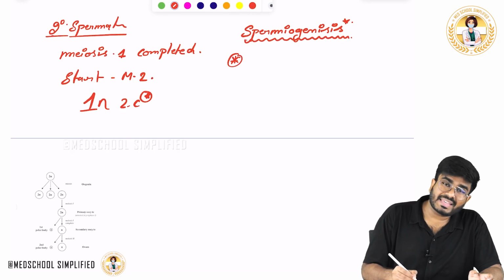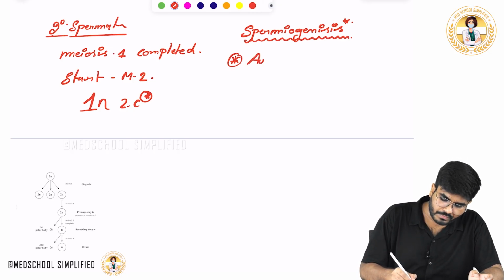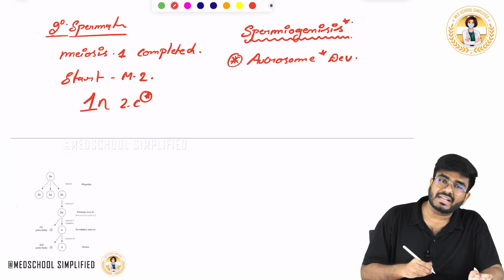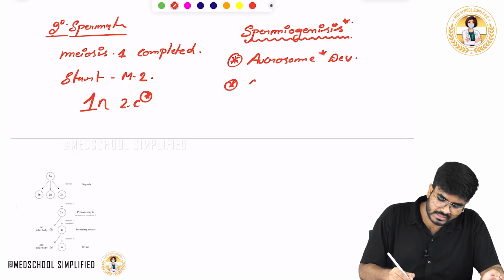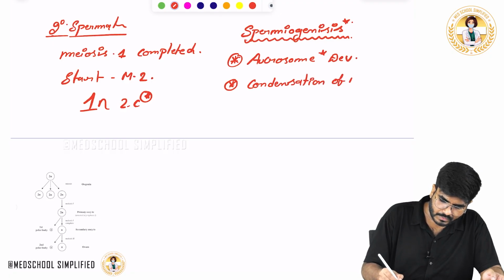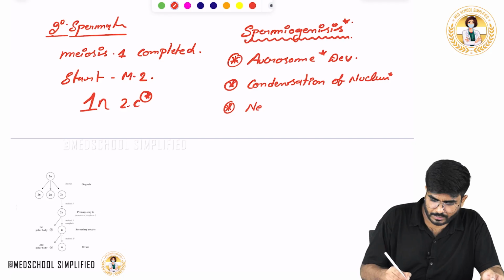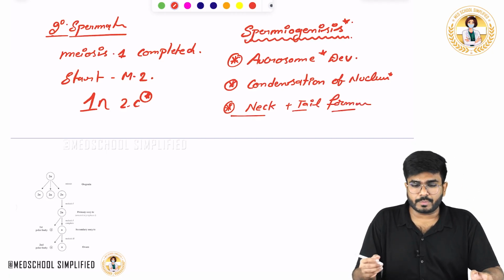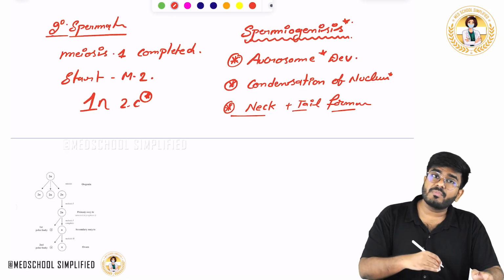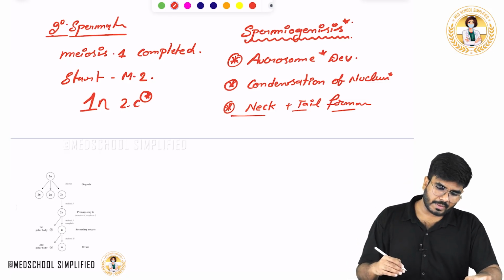The sperms develop something called a cap. There is a sperm cap which is called an acrosome. The acrosome is going to develop, which contains the enzymes necessary for the process of fertilization. Next, there is condensation of the nucleus in the sperm, and there is formation of neck and tail for the sperms. So these are the changes which occur during spermiogenesis. So spermiogenesis is formation of a sperm from spermatid.